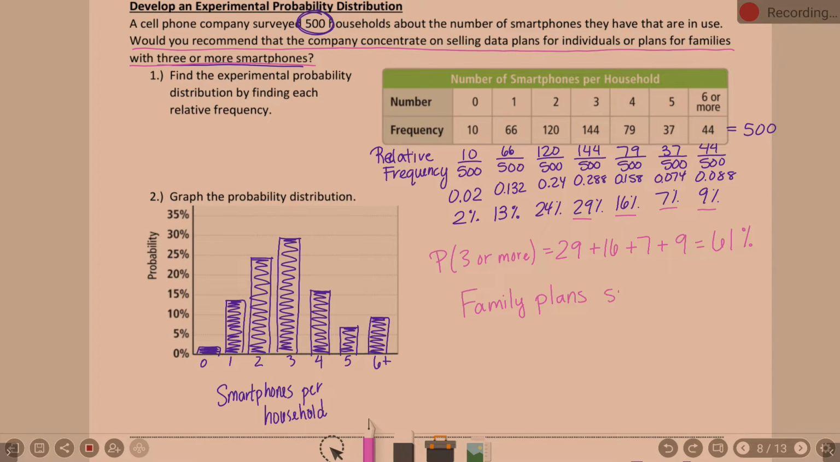And I'm going to say family plans since, how do I want to say this? Households, since, okay, 61% of households have 3 or more smartphones.